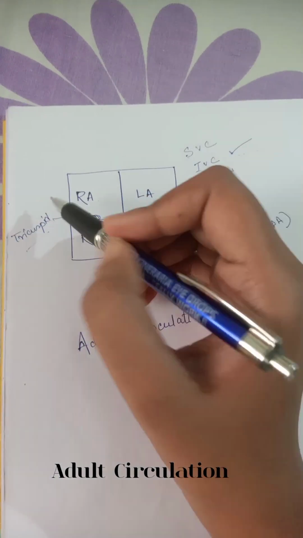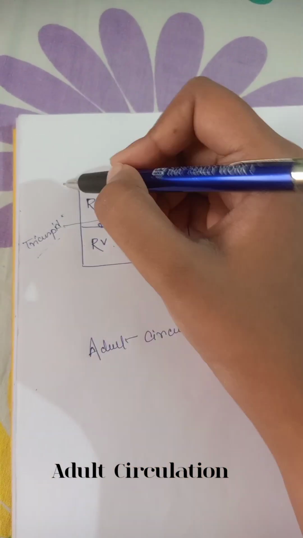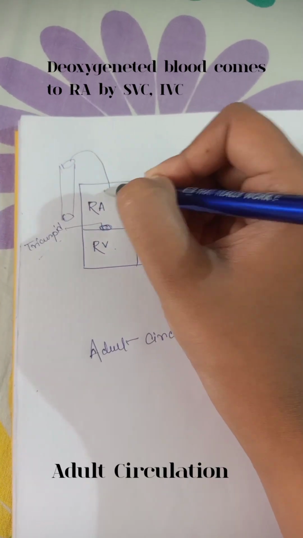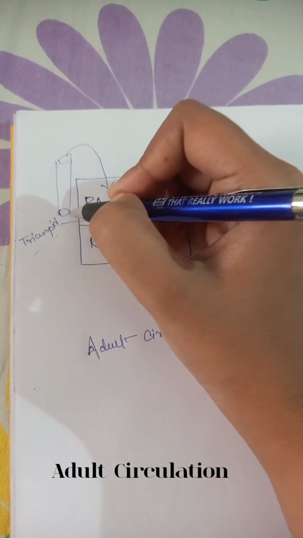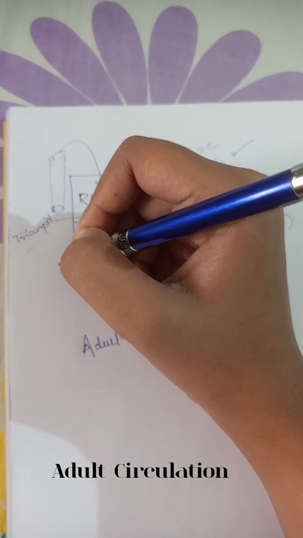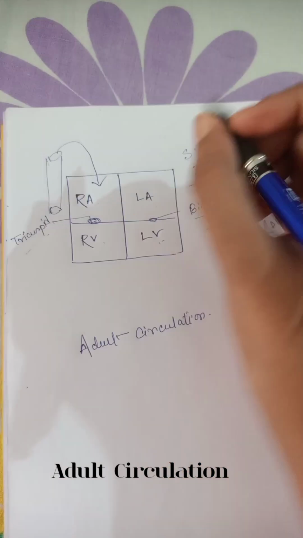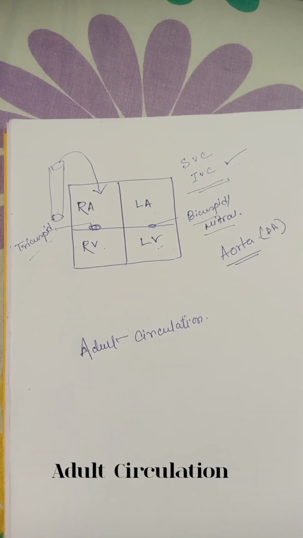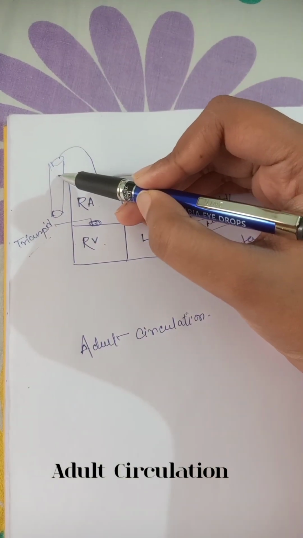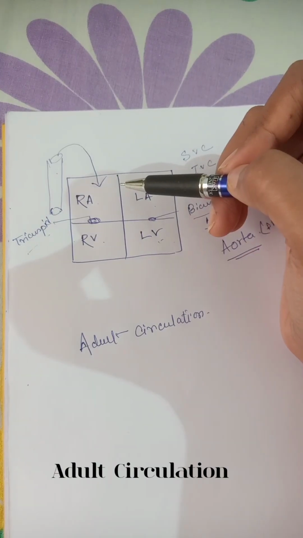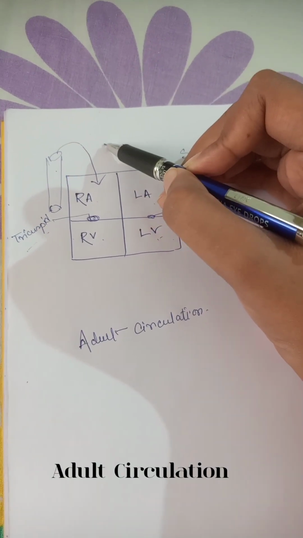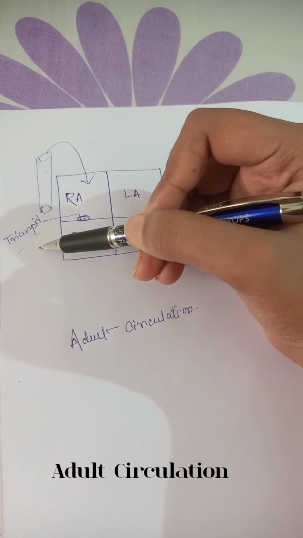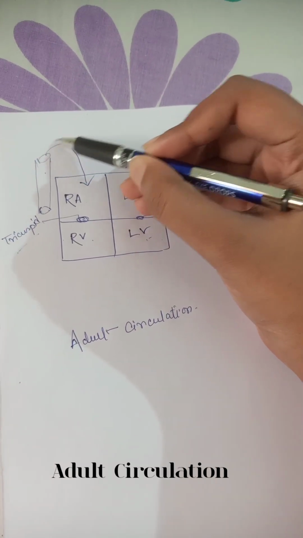Firstly, we will know that from inferior vena cava and superior vena cava, the blood comes to the right atrium. Inferior vena cava carries blood from the lower portion of our body, for example legs, abdomen, etc. And superior vena cava carries blood from the upper portion of our body, that is head, neck, trunk, thorax, etc.